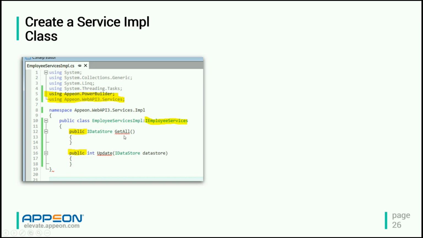Now we get these squiggly lines here right now because PowerBuilder knows that this one actually has to return an iDataStore, and right now it's not doing that. Or this other one needs to return an integer, and it's not doing it yet. So these haven't been fleshed out yet. We're going to do that in a minute.